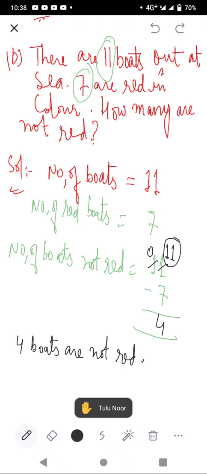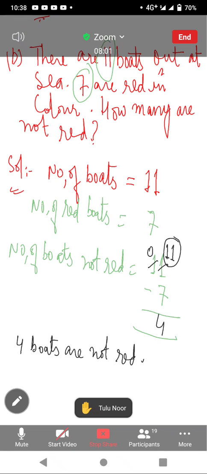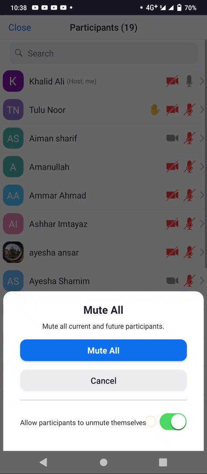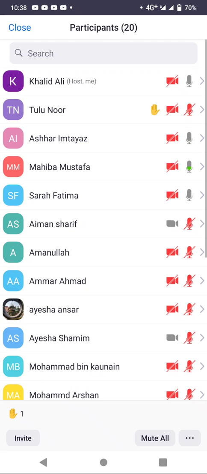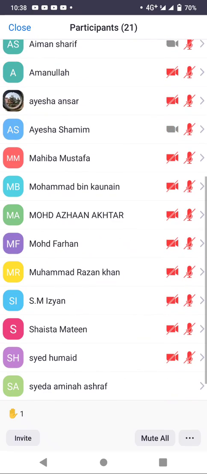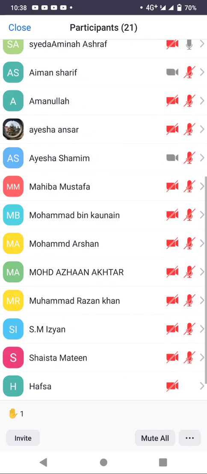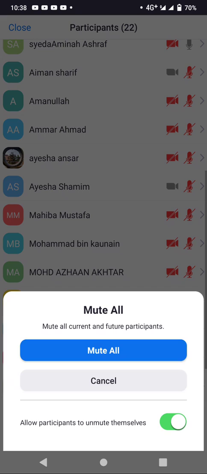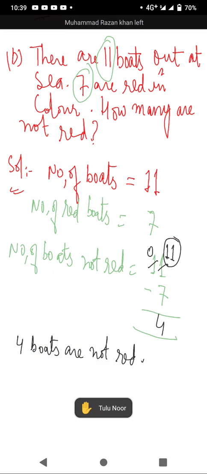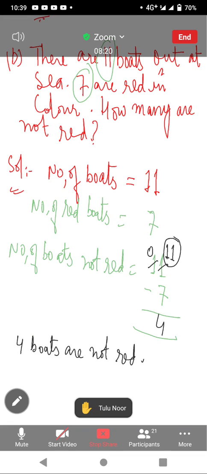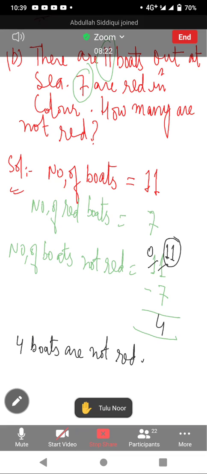Understood, students? Yes, sir. Which book and which page, sir? Wait, I will tell you. First look at this one. Okay, part B we have done. Now let's do part C.